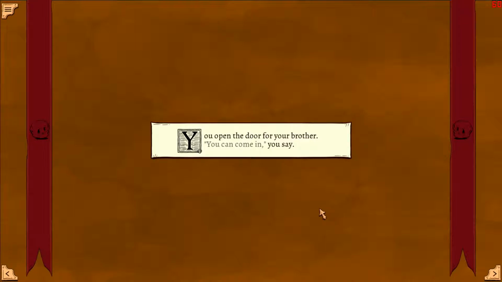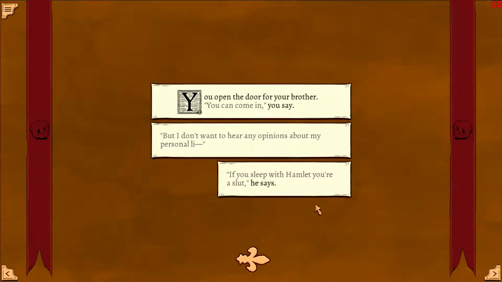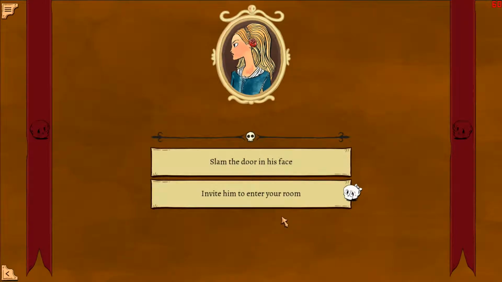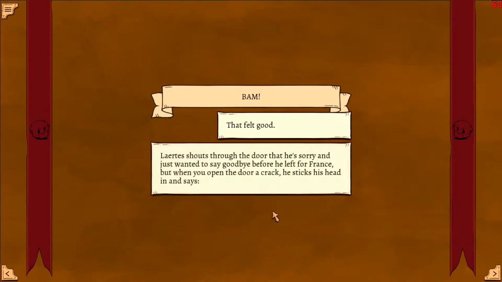"but I don't want to hear any opinions about my personal life." "If you sleep with Hamlet, you're a slut," he says. Slam the door in his face. Invite him to enter your room. Slam his door, go away. Bam! That felt good.